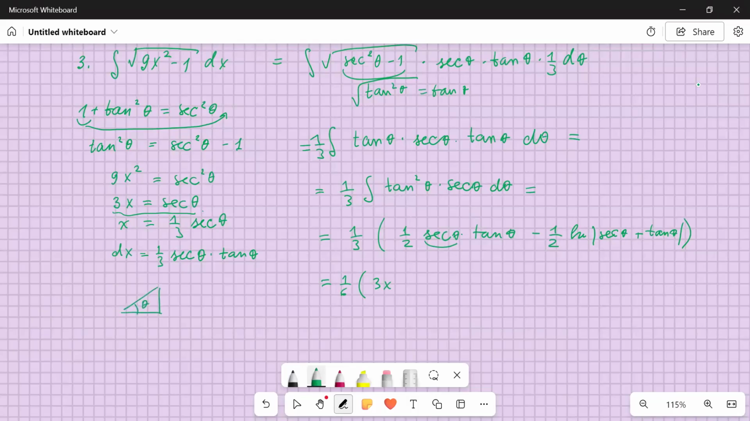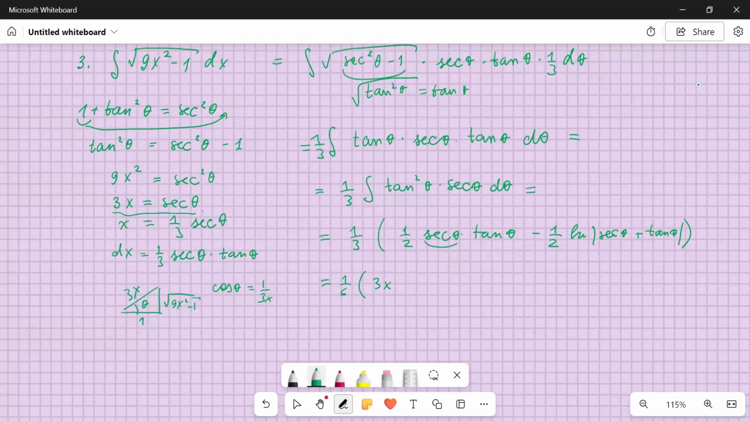Theta, and the secant equals 3x. Remember that secant is 1 over cosine, so actually cosine is 1 over 3x. Cosine of theta is equal to 1 over 3x. So that means this side is 1 and this is 3x. Opposite side, adjacent side over hypotenuse. And this one is going to be what? The square root of 9x squared minus 1.